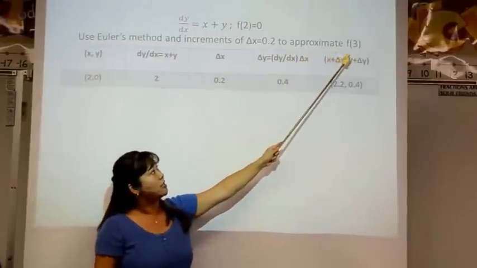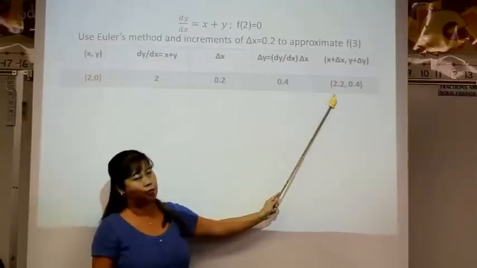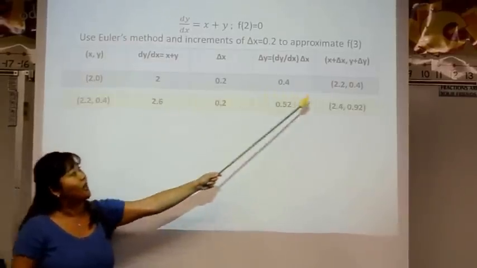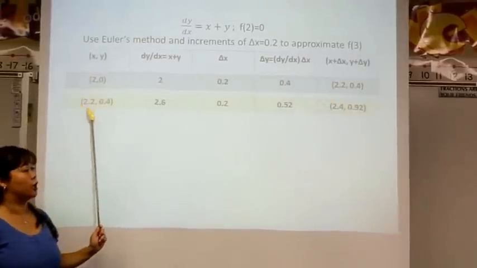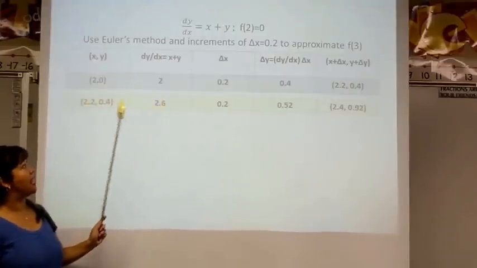Now again, our goal is to get to f of 3. So we're at 2.2 on the x right there. So we're not there yet. So we've got to continue on. And using the same number, basically you bring it over here and you repeat the same process again. Okay? So again, the process is then to add the two numbers together.